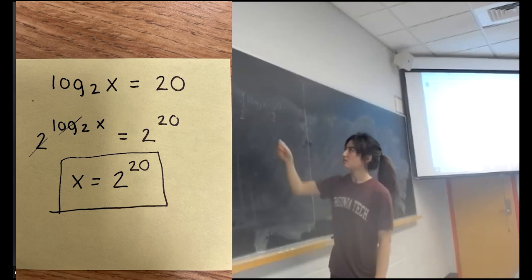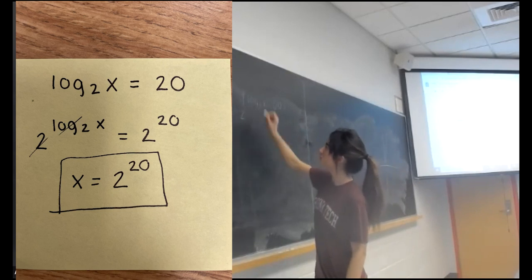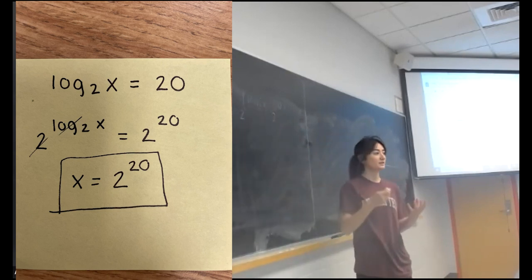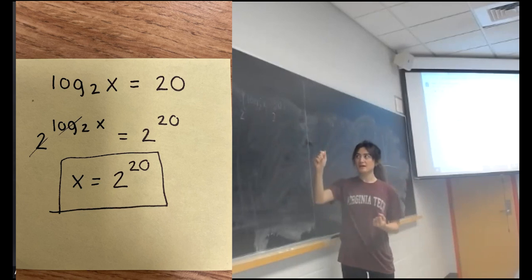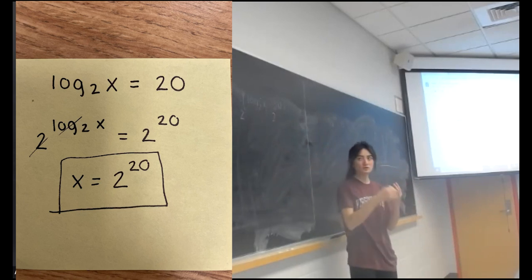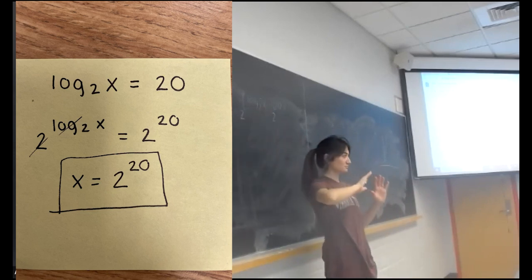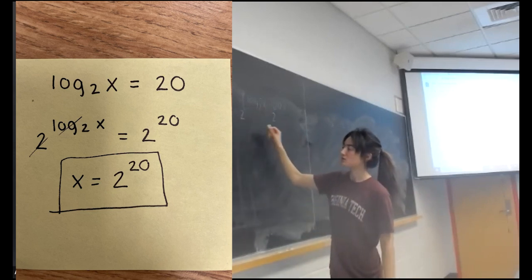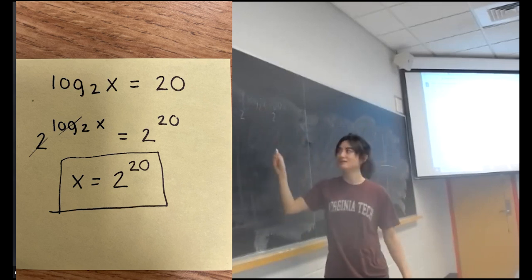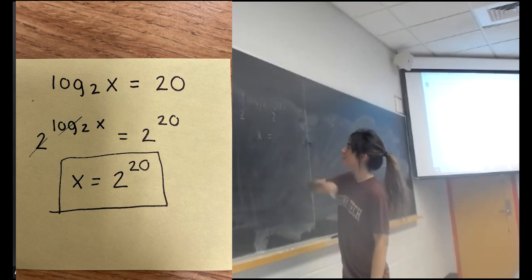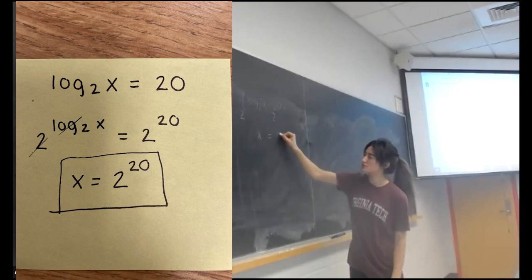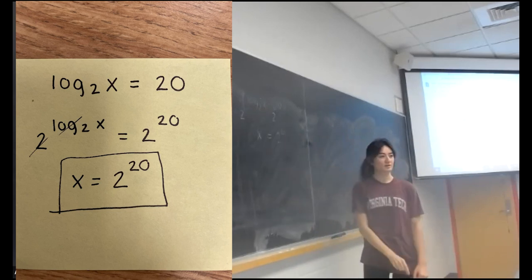Okay, now on the left-hand side, the 2 and the log base 2 can cancel each other out, but the x doesn't get canceled out. So the only thing that gets canceled out is the words log base 2. The x stays the same. So on the left-hand side, what are we left with? X, good. And on the right-hand side, we're left with 2 to the 20th power.